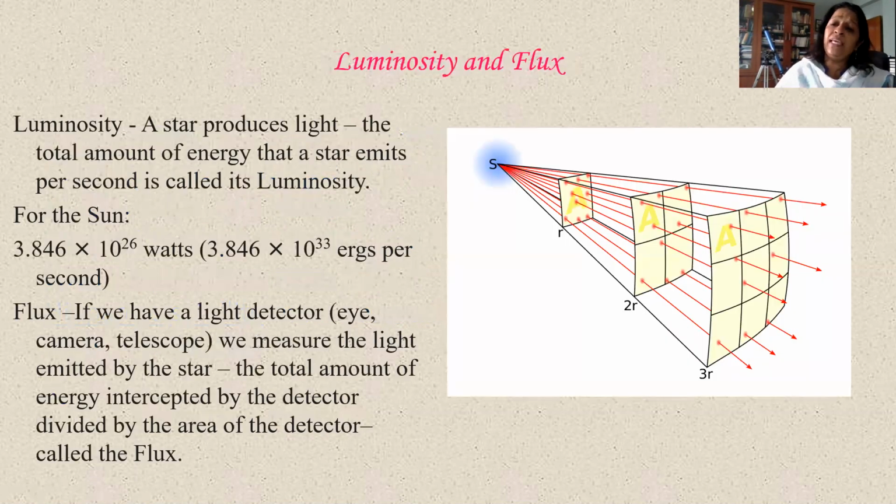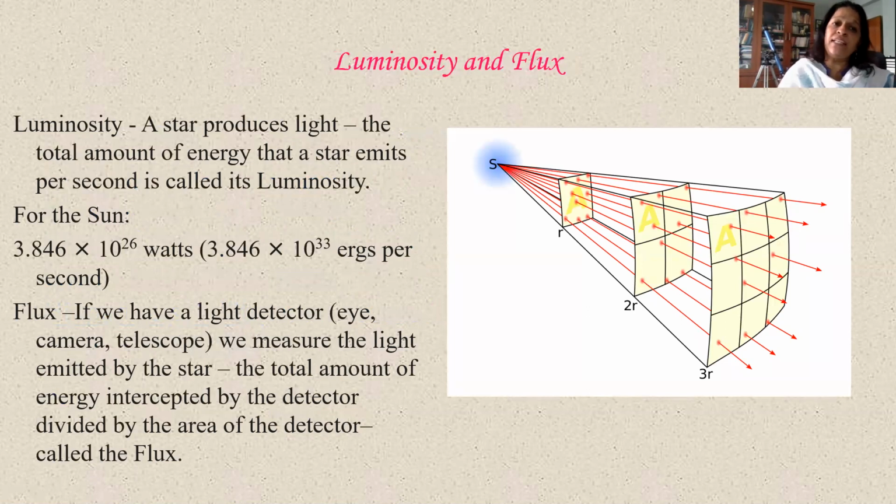The other important thing which we can measure from a star is its luminosity or its flux. So let us first define what is luminosity. Now you know that a star basically produces light. And the total amount of energy that the star emits per second is what we call luminosity.